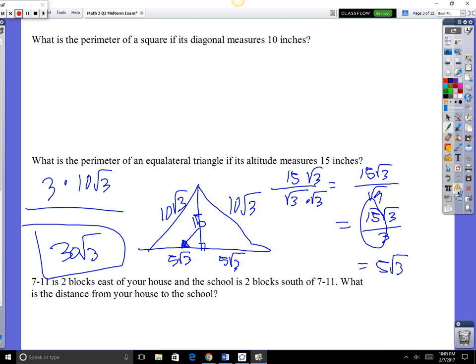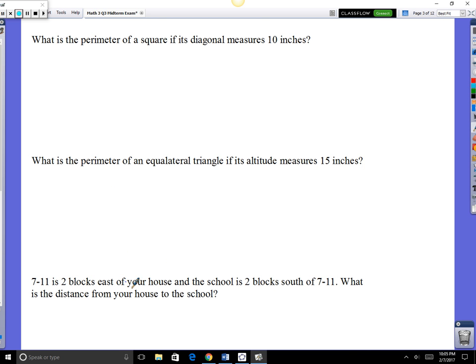Okay, the bottom one. 7-Eleven is 2 blocks east of your house. The school is 2 blocks south of 7-Eleven. What is the distance from your house to the school? 7-Eleven, 2 blocks east of your house. So here's your house. 7-Eleven, we're going to go east. That's 7-Eleven, 2 blocks. Then from 7-Eleven, we are going to turn and head south. There is the school. You went 2 blocks. What is the distance from your house to the school?